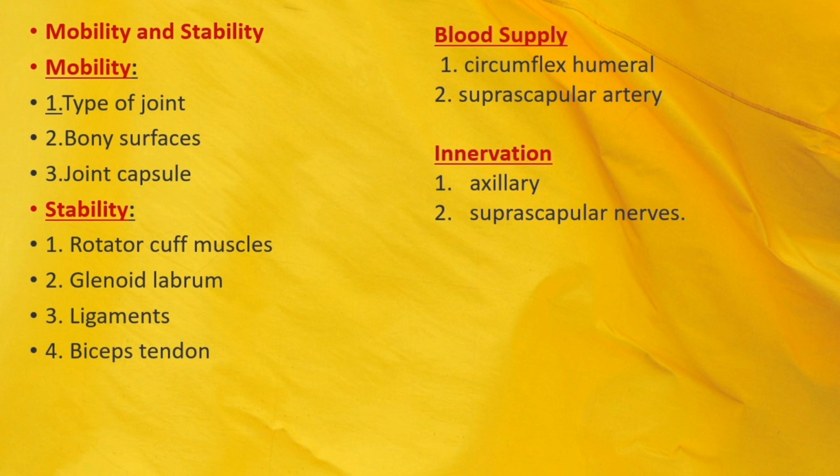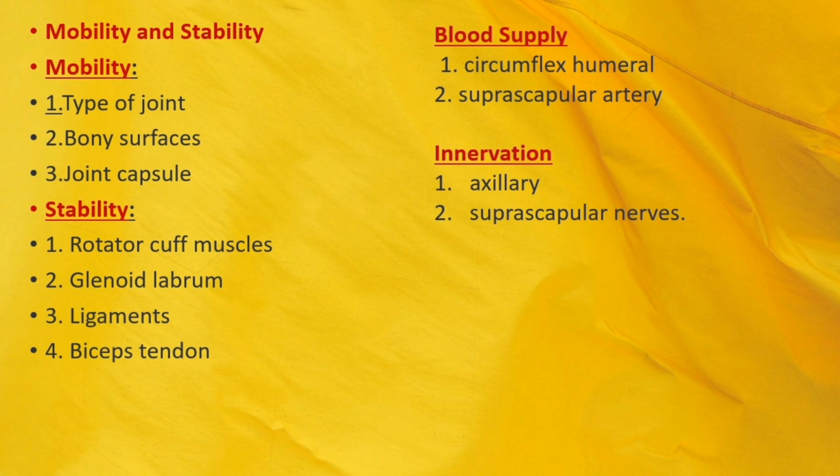Mobility and stability. The shoulder joint is one of the most mobile in the body, at the expense of stability. Here, we shall consider the factors that permit movement, and those that contribute towards joint structure. Mobility. Type of joint, ball and socket joint. Bony surfaces, shallow glenoid cavity and large humeral head. There is a 1:4 disproportion in surfaces. A commonly used analogy is the golf ball and tee. Joint capsule, lax.